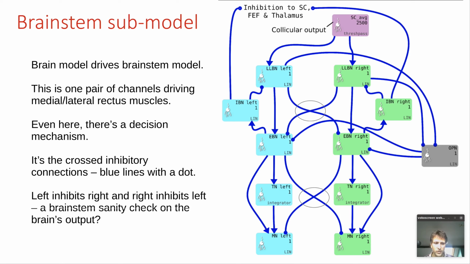You don't want to try and pull the eye to the right and to the left at the same time, because you'll just pull the eyeball back in its socket and potentially damage it. So clearly, and this is based on known anatomy, a kind of fail-safe mechanism has evolved to prevent that from happening, and that's a decision process that's happening right down in the brainstem.